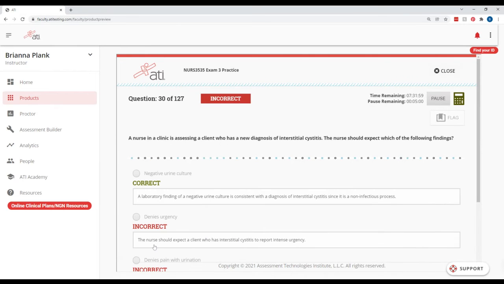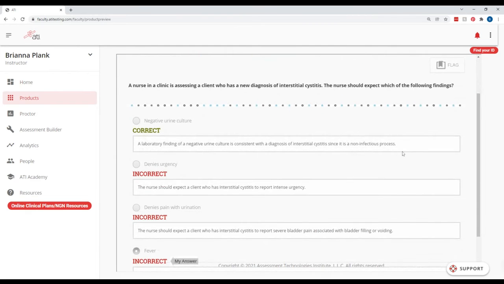So we don't necessarily want a negative result. They're saying that you might have a negative urine culture in a patient with interstitial cystitis because it's a non-infectious process. That one threw me off too. I was thinking fever.